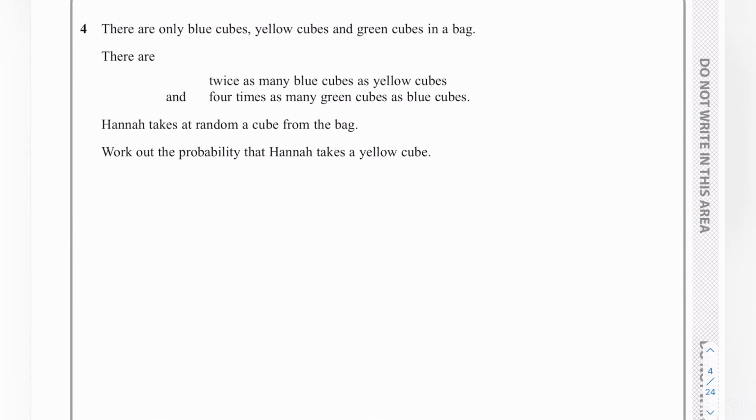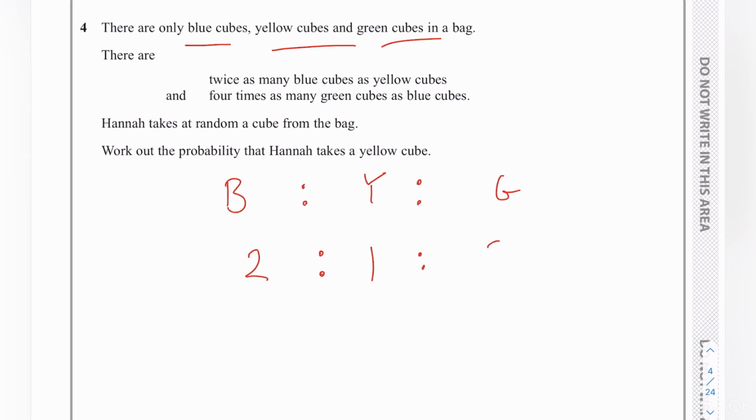In our next question, we've got some information about blue, yellow, green cubes. So blue, yellow, green. So let's start off with the amount of yellow. Let's say there is one yellow cube in there. We know there's twice as many blue compared to yellow. Therefore, that would be 2. And there's 4 times as many green cubes as blue. So 4 times as many would be 8.